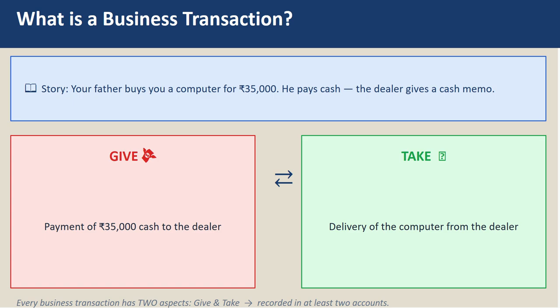So, before that, we'll see what is a business transaction. A transaction is something that involves two elements: something that will go out and something that will come in. So here in this example, father buys a computer worth 35,000. He pays cash and the dealer gives a cash memo. So when you make a cash payment, you get a cash memo as a proof for it. So the father pays cash and what comes in is the computer.